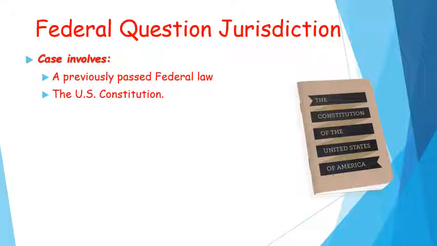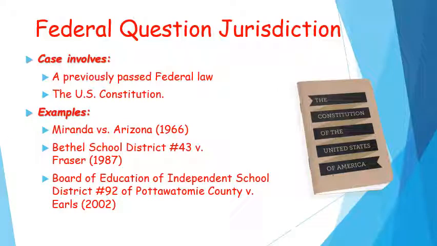Federal question jurisdiction covers cases that involve either a previously passed federal law, some law that was passed by Congress and approved by the President, or something that involves the U.S. Constitution. These are some examples. The one you might be most familiar with is Miranda versus Arizona. This is what gave all of us the right to hear our Miranda rights. If you are arrested, you are told you have the right to remain silent, you have the right to a lawyer. This came about because of a federal question of the U.S. Constitution. Some other examples are Bethel School District versus Frazier, and the Board of Education of Independent School District of Pottawatomie County versus Earls in 2002. So federal question jurisdiction is previously passed federal laws or a question of interpretation of the Constitution.